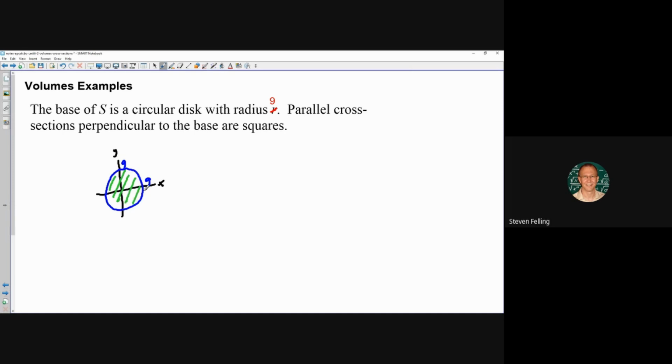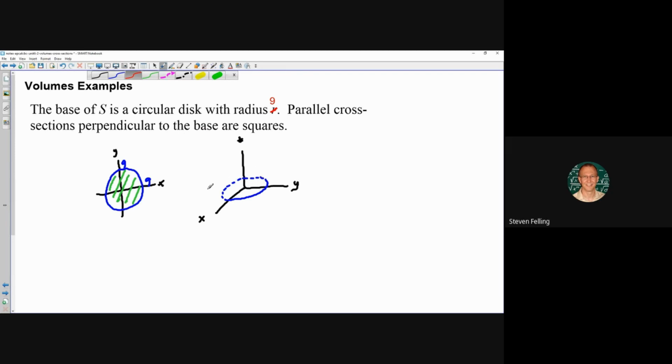Okay, so let me try to draw 3 dimensions to picture this. So now Z is up, Y is over here, and X is here. If I try to draw that same shape, it'll be a circle on its side, something like this. Okay, and then inside there, I'm going to cover that in cross sections, which are squares. It just says perpendicular to the base, so I could draw them either direction.